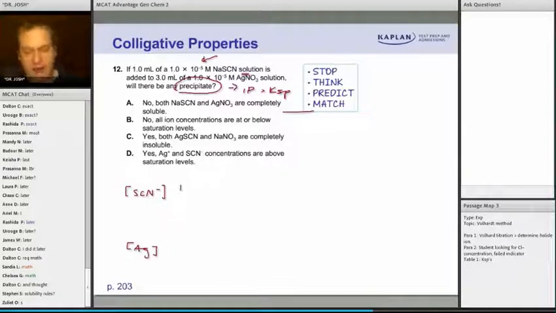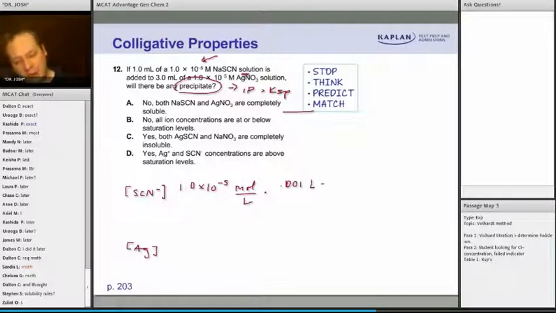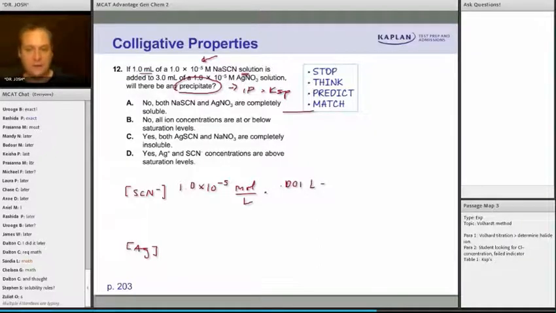Now it tells us that we have 1 mil of a 1.0 times 10 to the negative fifth molar solution. So we have 1.0 times 10 to the negative fifth moles per liter, and it turns out we only have 1/1000th of a liter of it, because we're looking at one mil. But when we take our 1 mil and add the 3 mils, we end up with 4 mils overall.